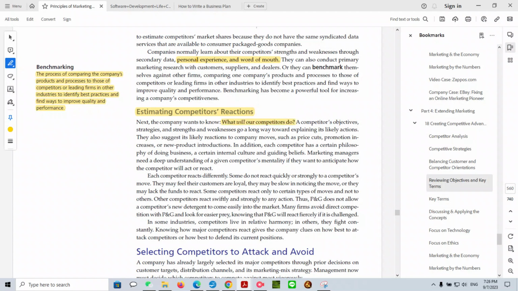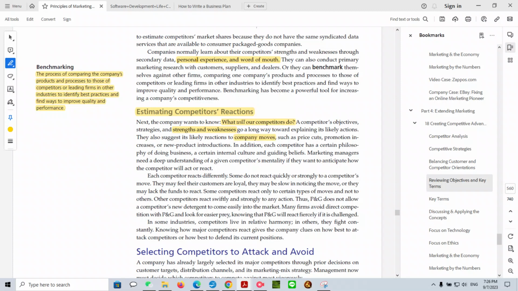That is, a competitor's objectives, strategies, and strengths and weaknesses go a long way towards explaining its likely actions. So what do we need to know? We need to know the strengths and weaknesses, because the strengths and weaknesses will tell us what opportunities are available compared to our threats, which is our competition. They also suggest its likely reactions to company moves such as price cuts. Okay.